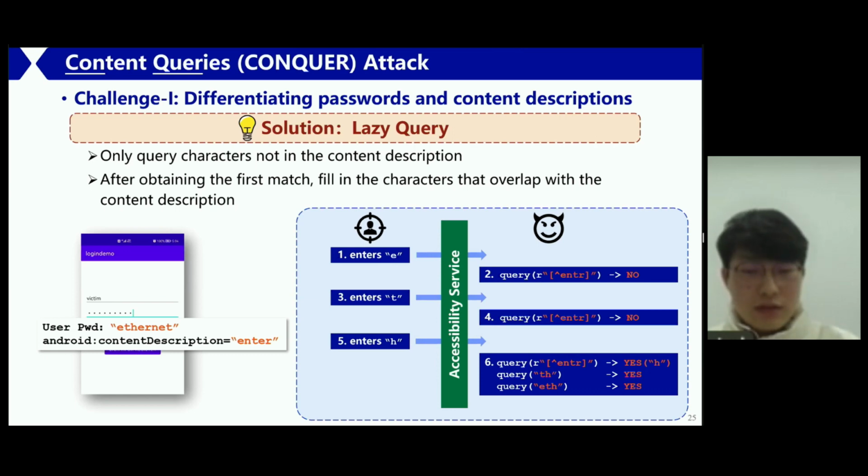Now let's continue with the example. With lazy query, we will ignore the characters when the user enters E and T because they are in the content description. However, when the user enters H, we obtain a match, and we can easily recover the ignored characters by performing queries backward.